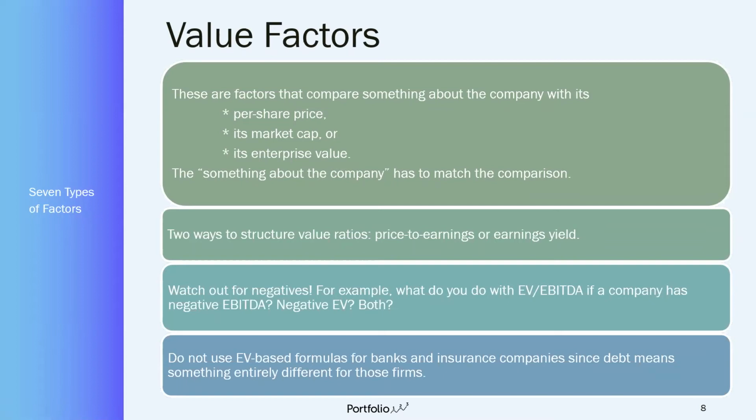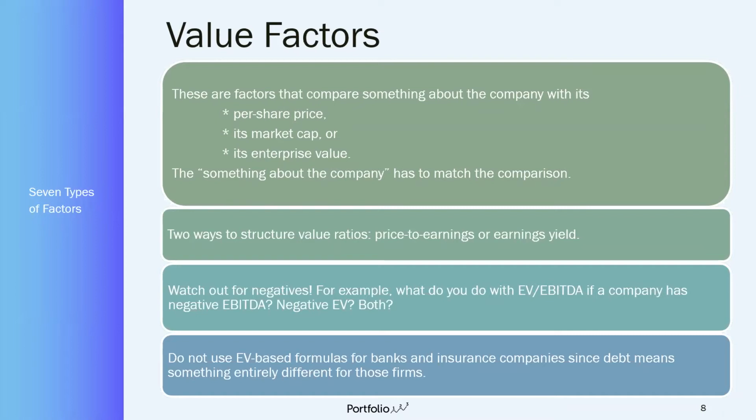These are factors that compare something about the company with its per share price, its market cap, or its enterprise value. And the something about a company has to match the comparison. So if you're comparing price, you have to use per share values. You can't just use a company's sales. You have to use its sales per share. If you're comparing a market cap, you have to use values that are adjusted for the equity portion of the firm. Now, remember that most firms have debt.